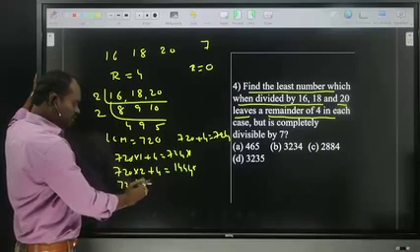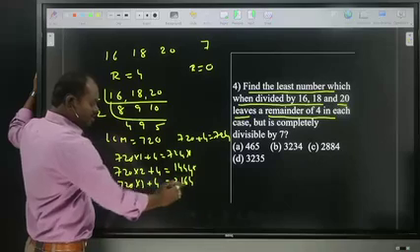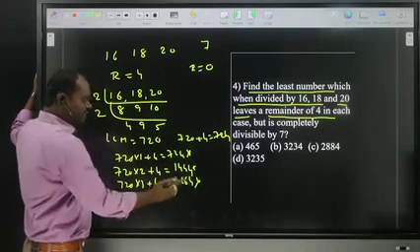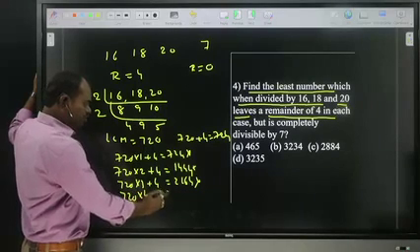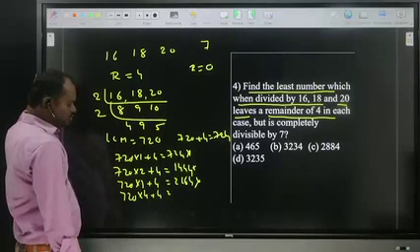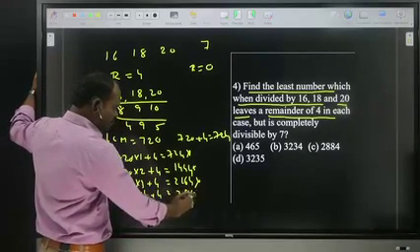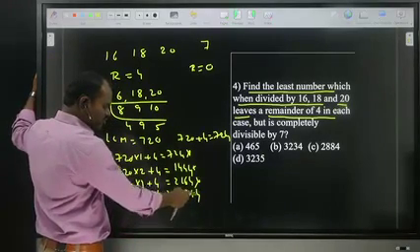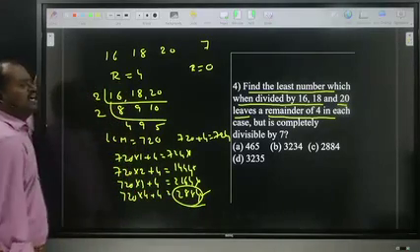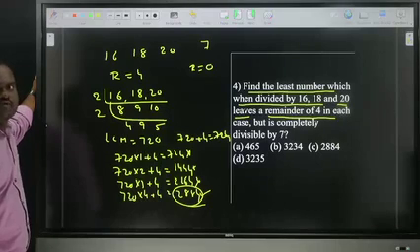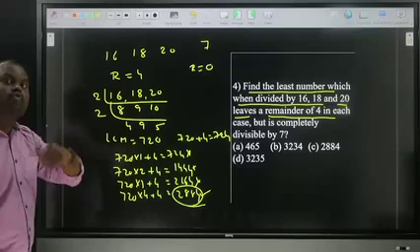720 into 3 plus 4. 720 into 3 is 2160, plus 4, 2164. 7 3s are 21. We can't get this one. Go for next. 720 into 4 plus 4. 720 into 4 how much? 2880 plus 4, 2884. 7 4s are 28. 7 1 is 7, 7 2. It is clearly divisible. So what is the answer? 2884 is the answer. It is the procedure. Otherwise, you can move through options also.